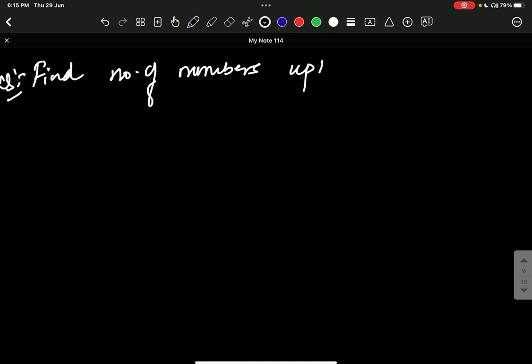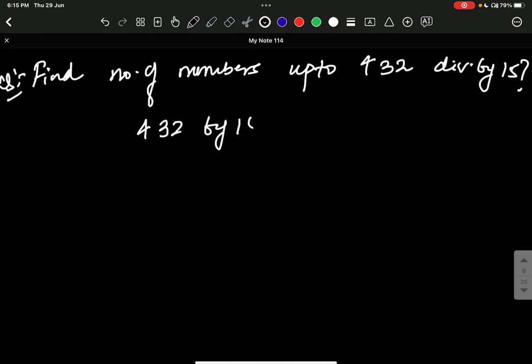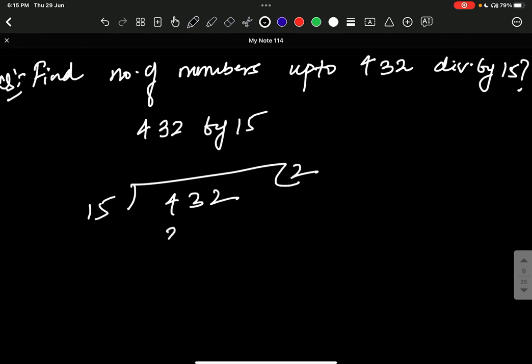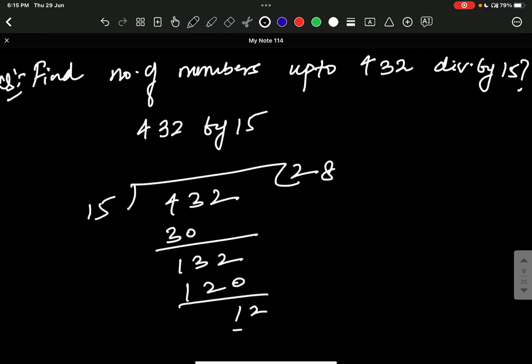Okay, then supposedly if there is a question, the next question, you need to find the number of numbers up to 432 which are divisible by 15. How to calculate it? Now the method is you have to simply divide 432 by 15. Let me just divide it for you. 15 2s are 30, 132, this is 8s are 120, so the remainder is 12.